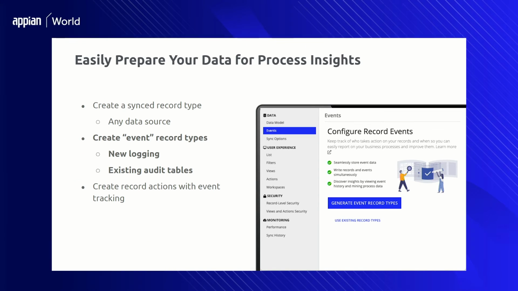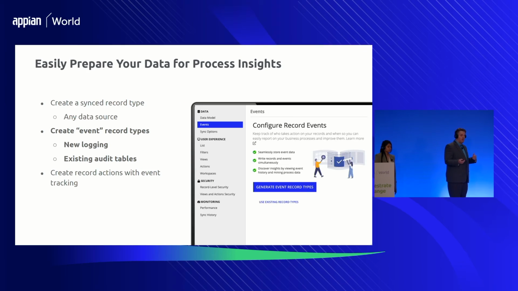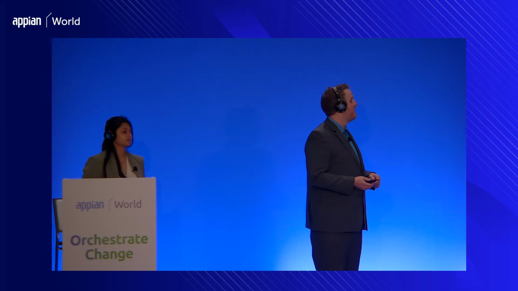You already saw how you can create a synced record type. We also covered how you can create record actions, and if you do it in this actual order, you'd actually get the event tracking for free, or a lot of it. But what I want to show you, and I think we saw this once before, but we're going to see it again, so it's in context of this discussion, but we can also create event record types. And that is the data that's going to drive the insights in Process Insights.